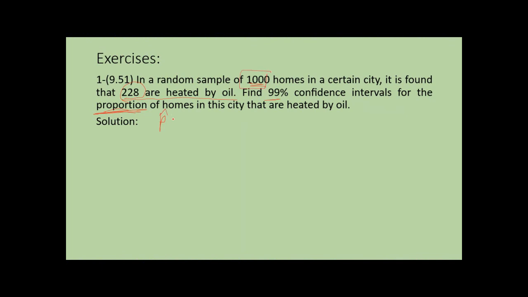So this is P cap. The sample size n is 1000, a random sample, because it has been given as a sample. So the sample proportion is 228 out of 1000, which is 0.228. Therefore, what is Q cap? 1 minus P cap, which is 1 minus 0.228, and it is 0.772. We have got P cap and Q cap, and alpha should be found.